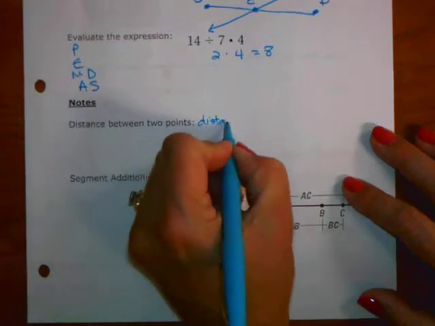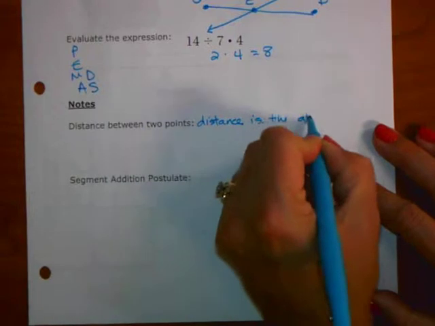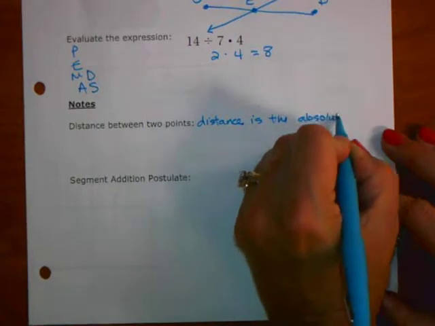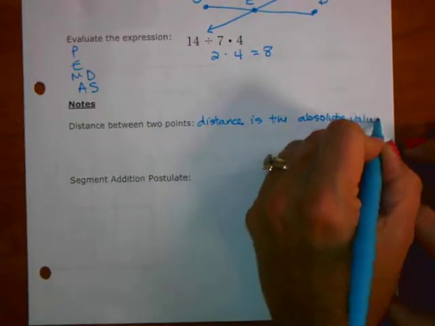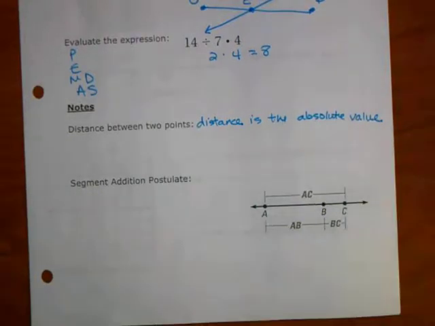The distance is the absolute value. I'm going to stop there for a second. Absolute value is always going to be what kind of number? Positive, because what is absolute value? Do you remember on a number line? McGregor? How far away it is from zero? Yeah, it's just how far a number is from zero.